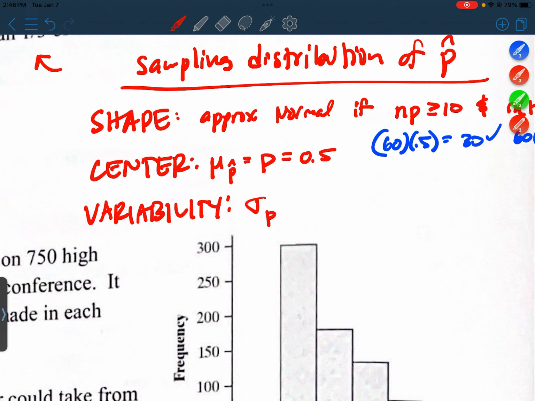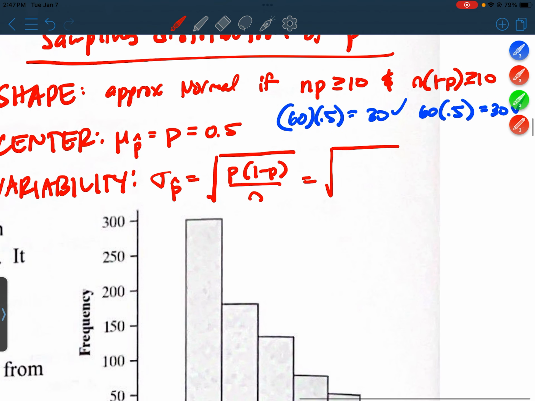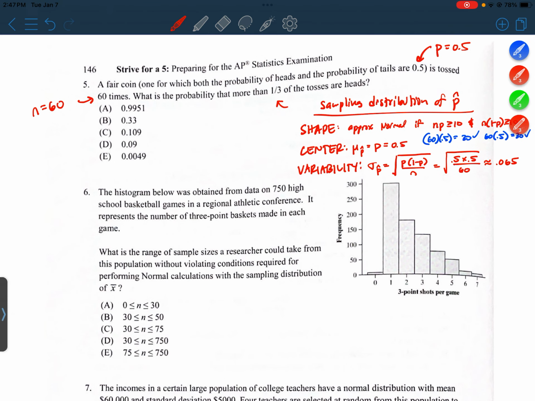The standard deviation for our sampling distribution, the formula was the square root of p times 1 minus p over n, which will be the square root of 0.5 times 0.5 divided by 60. I got 0.065. So we've determined the shape, the center, and the variability, so now we're able to make a sketch.